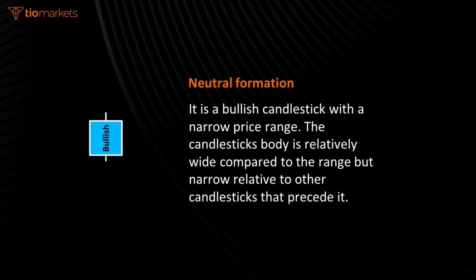This is a neutral formation. It is a bullish candlestick with a narrow price range. The candlestick's body is relatively wide compared to the range, but narrow relative to other candlesticks that might precede it. This formation can indicate that volatility or price momentum has slowed down, unlike the other formations with wide price ranges that show that volatility picked up.